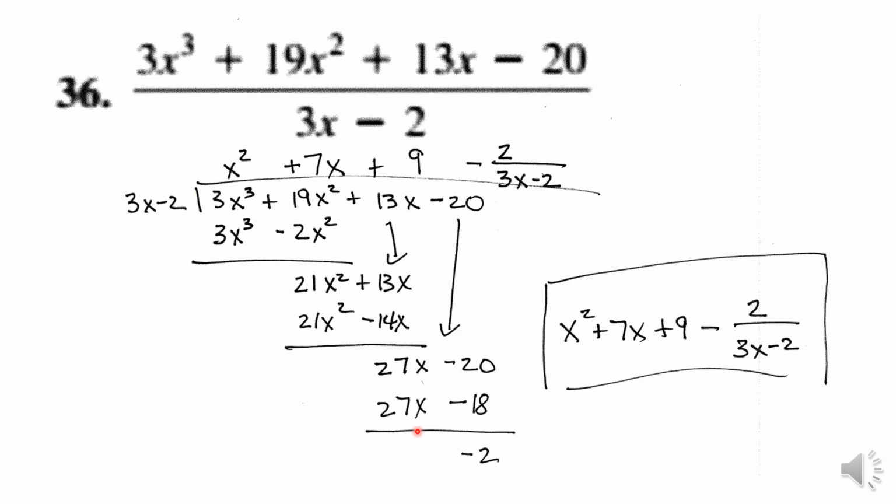We will subtract. When you subtract, you change the sign of the bottom number and add, and we will get minus 2. Now 3x will not go into minus 2, so that is written as this remainder. It is minus 2 over 3x minus 2. That is how you should answer the question.